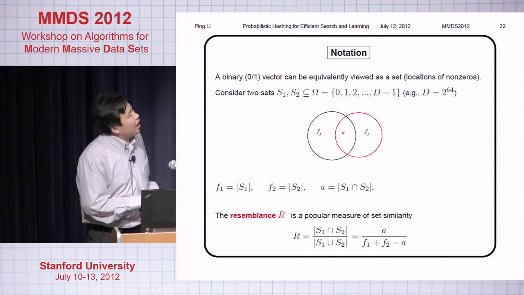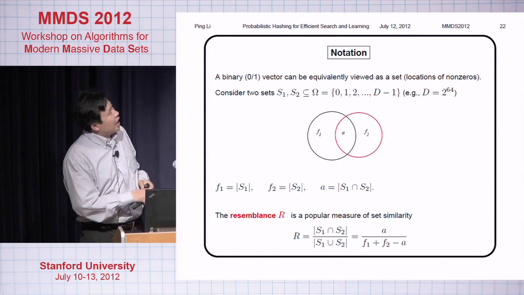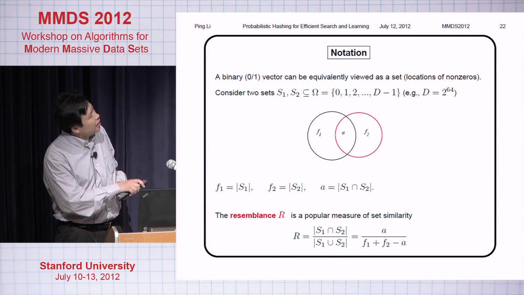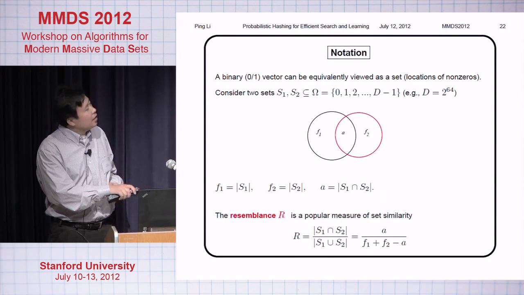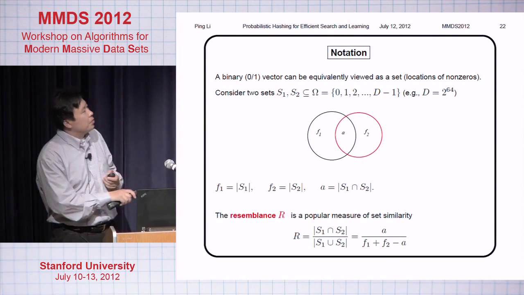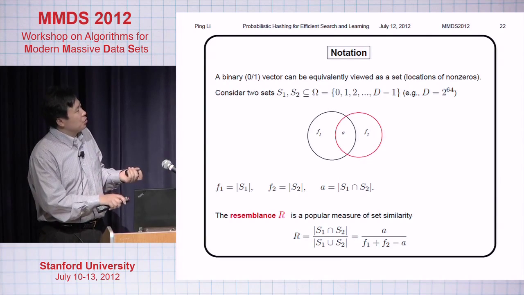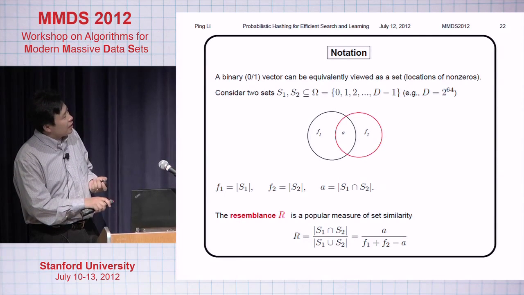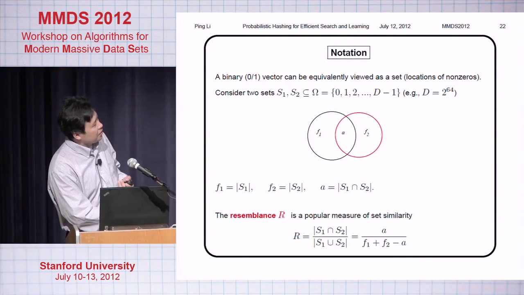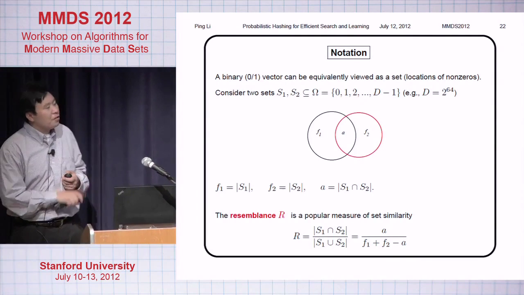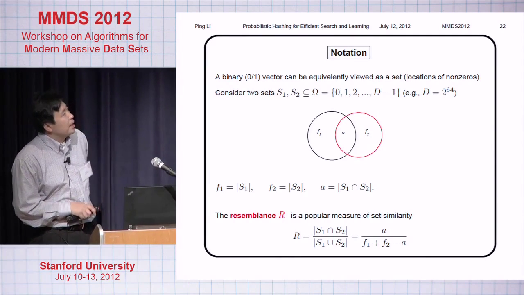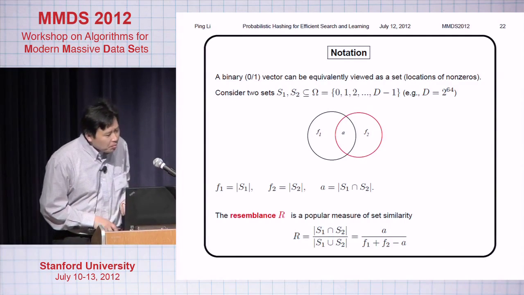So this is our notation. Basically, I have 2 sets. I use f1, f2 for the sizes of the individual sets, and a for the size of the intersection. When you talk about binary data or sets, it's more convenient to talk about resemblance, which is a popular measure of similarity. It's the size of the intersection over the size of the union, or in our notation, R = a / (f1 + f2 - a), and it is between 0 and 1. It's a very nice and intuitive measure of similarity.